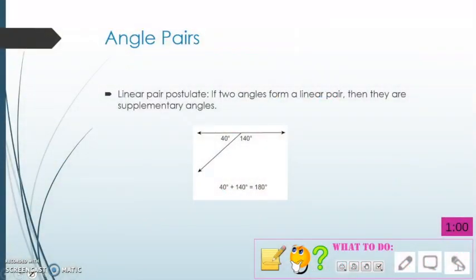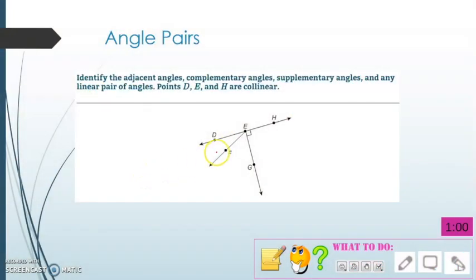All right, using the linear pair postulate, if two angles form a linear pair, then they are supplementary. Simply put. So lots of adjacent angles here. DEF is adjacent to FEG. As far as complementary angles go, remember those add up to 90, so it's that same pair. DEF, FEG add up to 90. Remember that supplementary angles add up to 180, so you could use DEG and GEH as an example of that. And that's also a good linear pair as well.